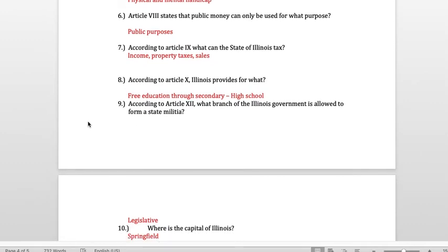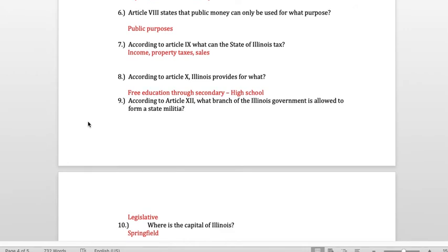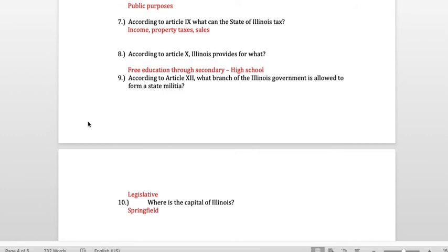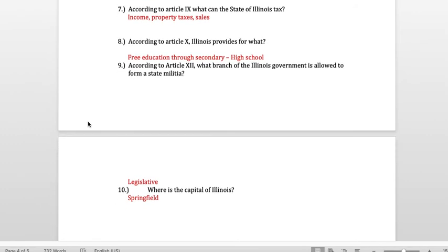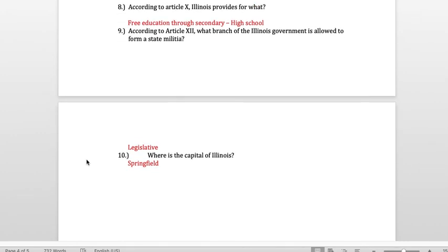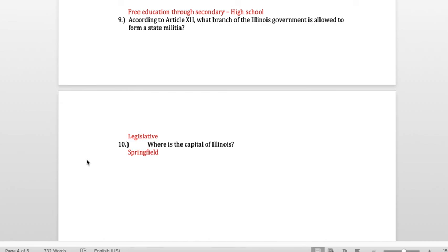Article 9, income, property tax, sales tax is anything that the state of Illinois can tax. According to Article 10, Illinois must provide free education through secondary level, which is high school. According to Article 12, what branch of the Illinois government is allowed to form a state militia? That's the legislative branch or the General Assembly. And the last question: where is the capital of Illinois? That is in Springfield. So there's a quick overview of your Illinois State Constitution.